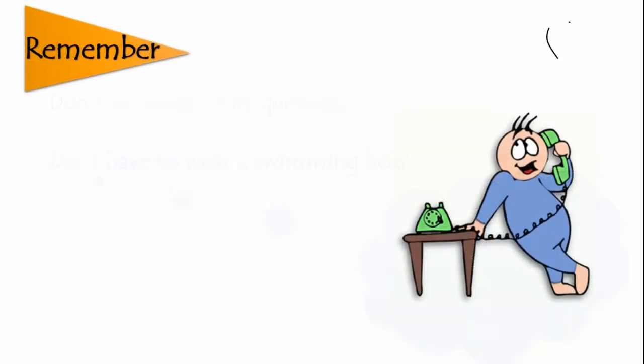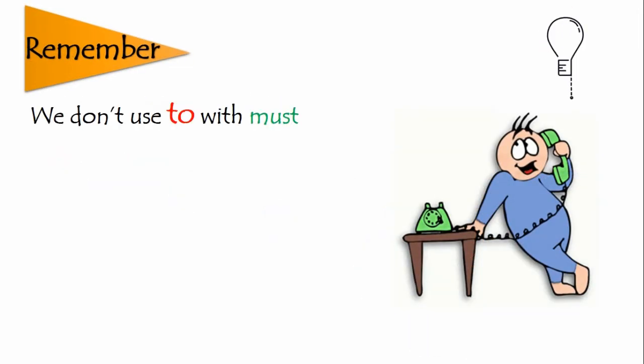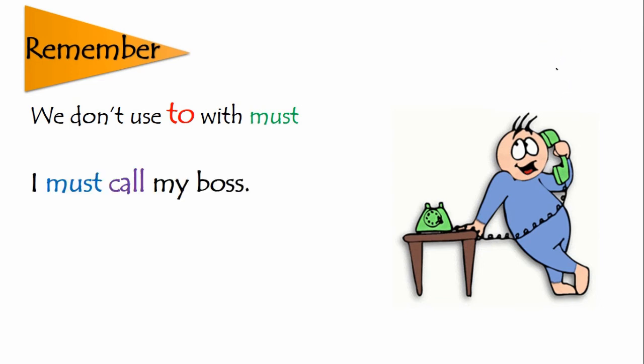And remember that we don't use to with must. Instead, we use only the verb in infinitive form without to. But why? Because it is a modal verb. As in this example, the verb go is in its infinitive form without to. Okay, great.